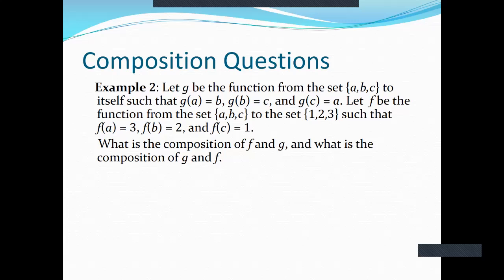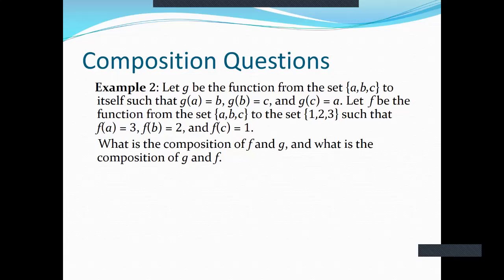Let f, that is another function, be the function from the set {a, b, c} to the set {1, 2, 3} such that f of a is equal to 3, f of b is equal to 2, and f of c is equal to 1. What is the composition of f and g, and what is the composition of g and f?